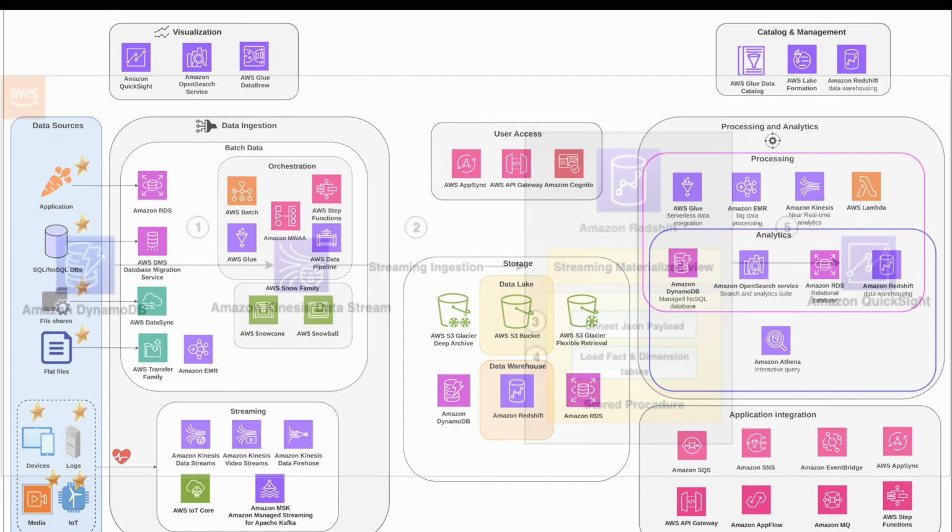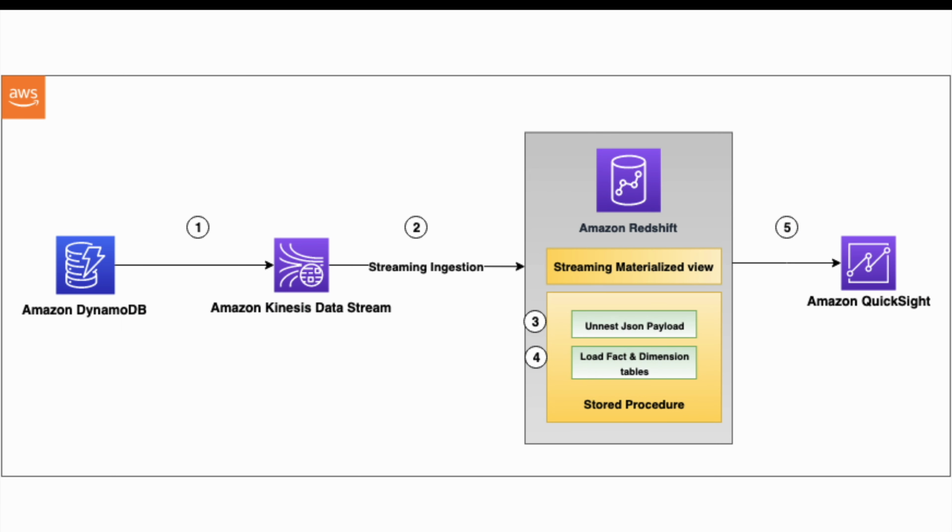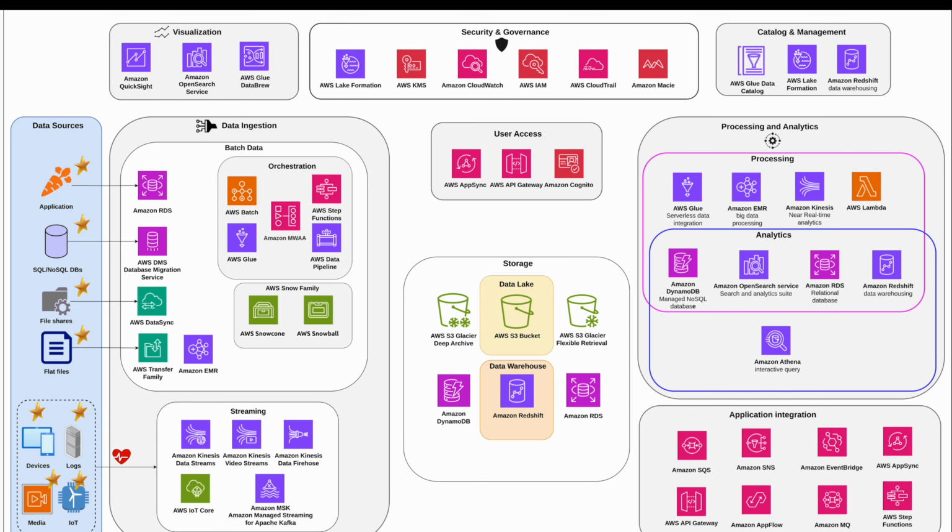Near real-time analytics using Redshift streaming ingestion with Kinesis Data Streams and DynamoDB. As shown in the diagram, DynamoDB table changes are streamed into Redshift through Kinesis Data Streams, and Amazon Redshift streaming ingestion for near real-time analytics dashboard visualization using QuickSight. For security and governance, you can use all these services. I'll just briefly show you how Lake Formation looks on the schema and what it is for.